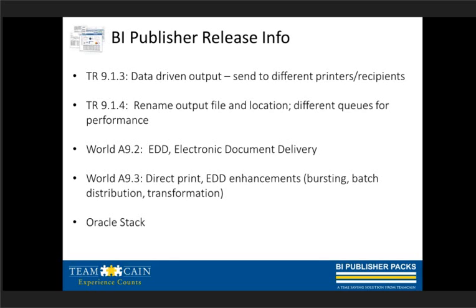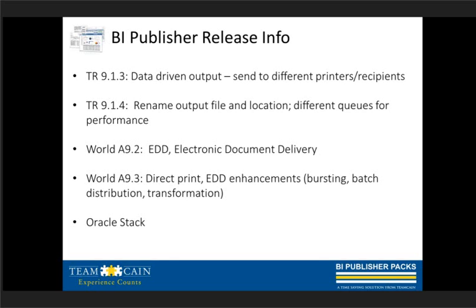On release information, just a quick overview on what BI Publisher has kind of progressed through tools releases and in World. In 9.1.3, the data-driven output was introduced, and that allows you to send the output to different printers or email recipients based on data in the report. In tools release 9.1.4, they introduced the ability to rename the output file and specify a location for it, so you can save it on a network or an archive directory, and introduce different queues for rendering the job simultaneously, which increases performance, which is great. In World A 9.2, electronic document delivery was introduced, so that's comparable to the 9.1.3 release there, the data-driven output.